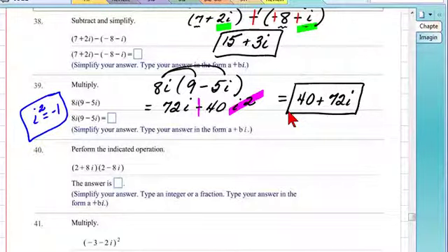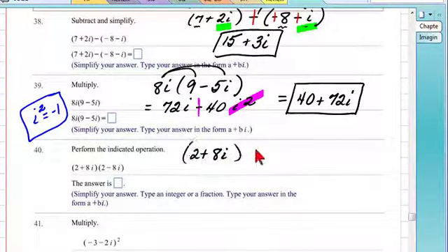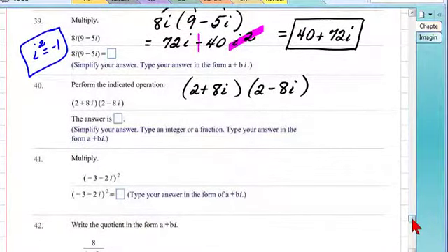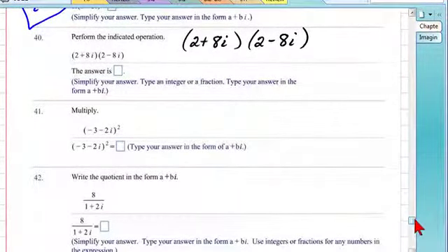All right, let's take a look at number 40. Number 40 has 2 plus 8i times 2 minus 8i. Even though this does not show radicals, everybody knows that i is really the square root of negative 1, so it kind of has the rules of radicals. What would you call these two? They're conjugates. These are conjugates. So I'm going to make a little note about that.